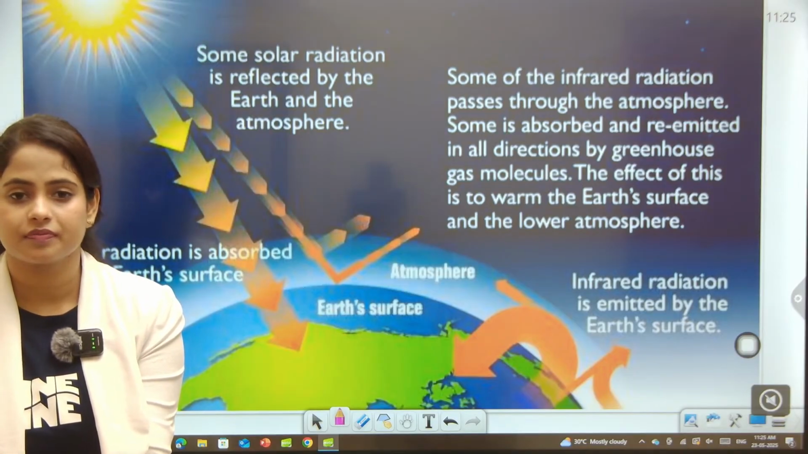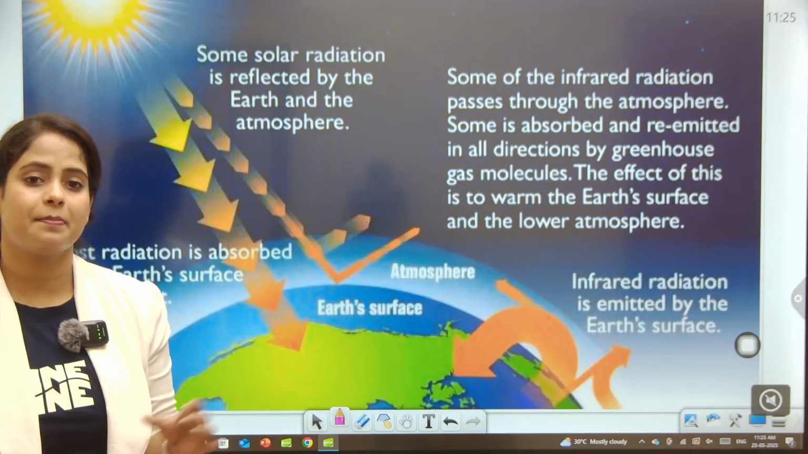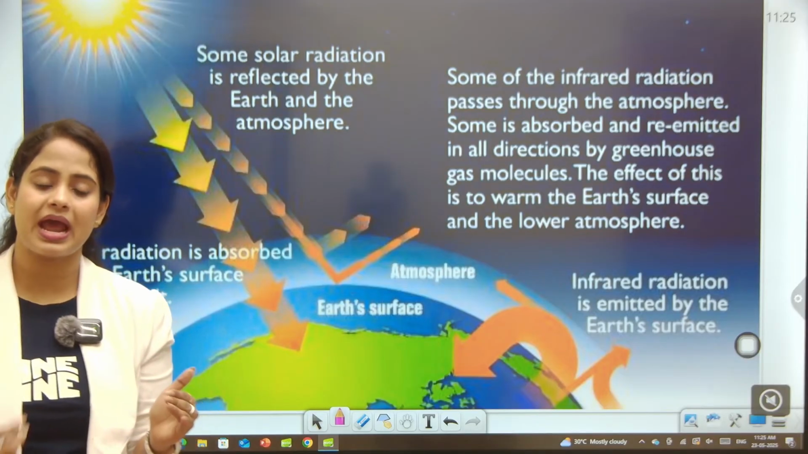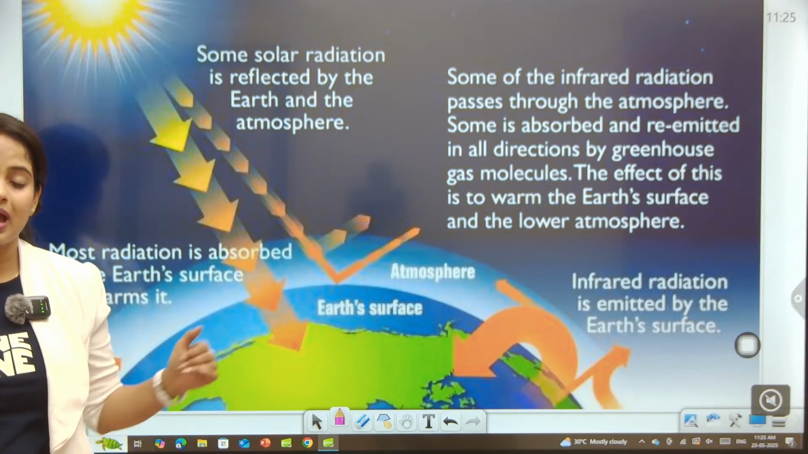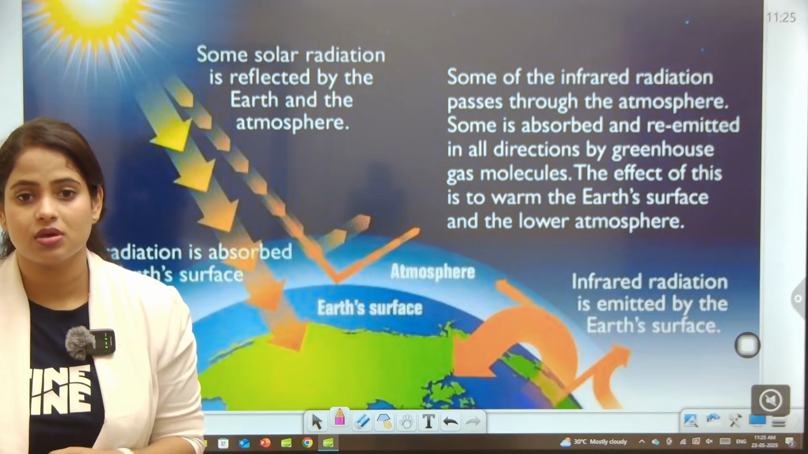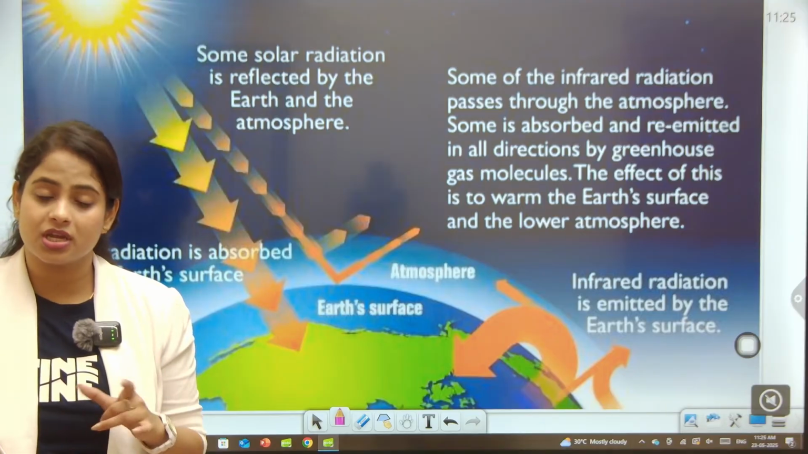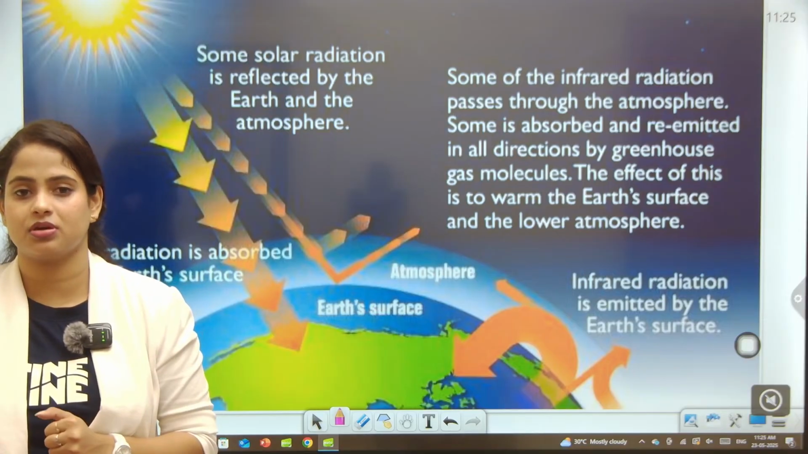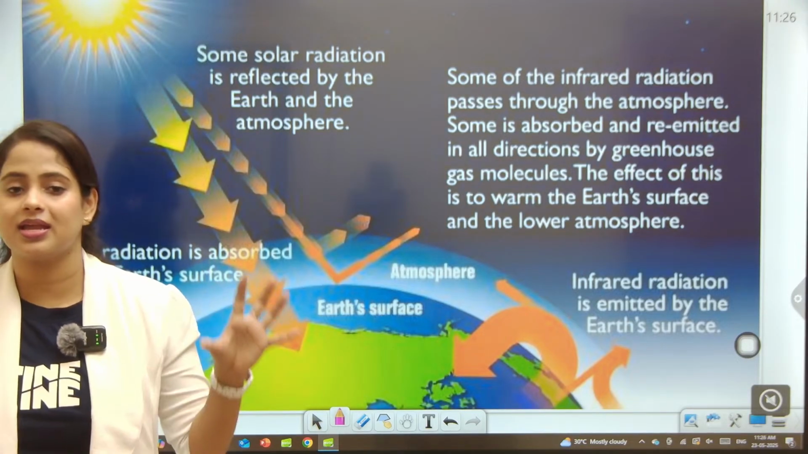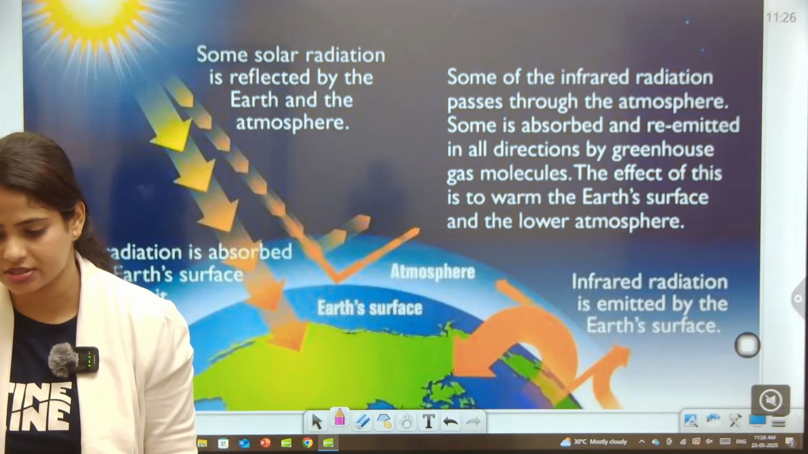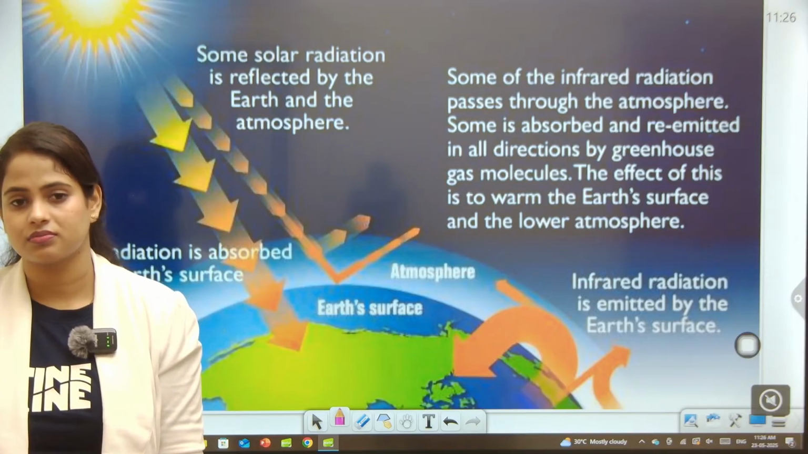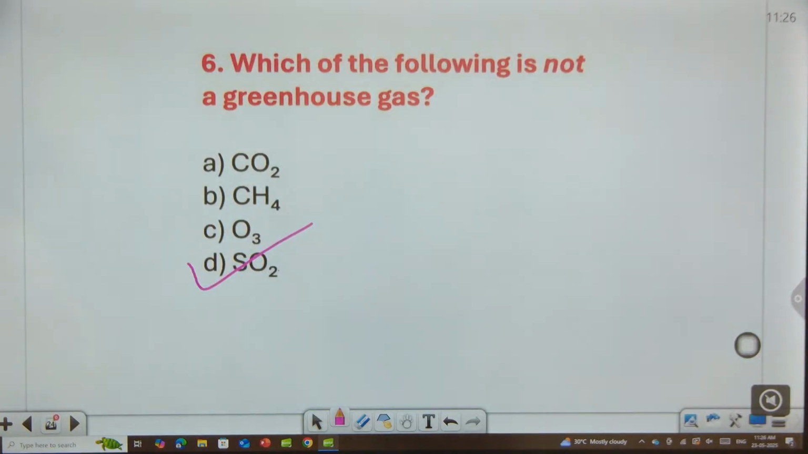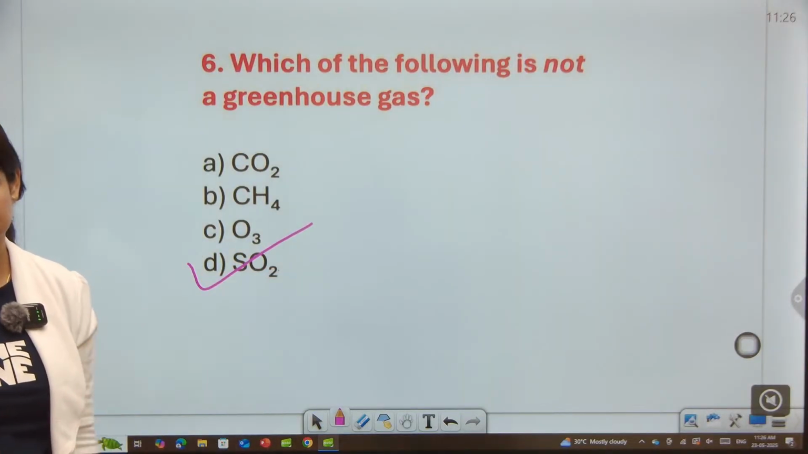Some of the infrared radiation passes through the atmosphere. Some is absorbed and re-emitted in all directions by the greenhouse gas molecules. The effect of these is to warm the Earth's surface and the lower atmosphere. So that is directly related to the sunlight, not ozone. The question was, which of the following is not a greenhouse gas? The answer is not a greenhouse gas. Okay.